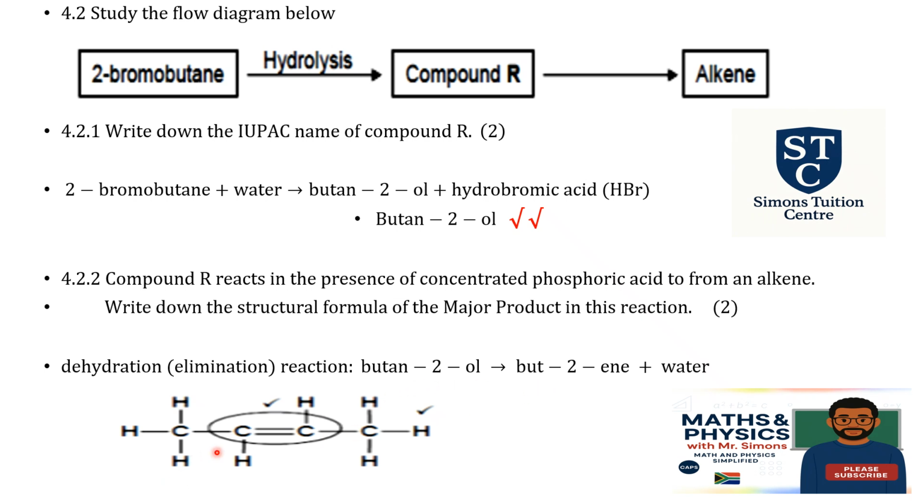So here, but-2-ene is drawn. It has 4 carbons, 1, 2, 3, 4. The 2 means my double bond is on the second carbon. That 2 comes because I started with an alcohol that had an OH at the second carbon. And there are 1, 2, 3, 4, 5, 6, 7, 8 hydrogens.